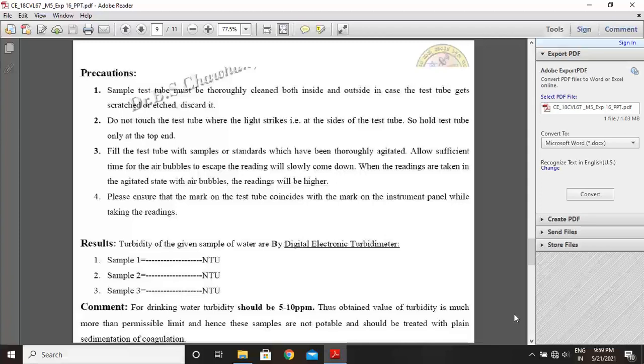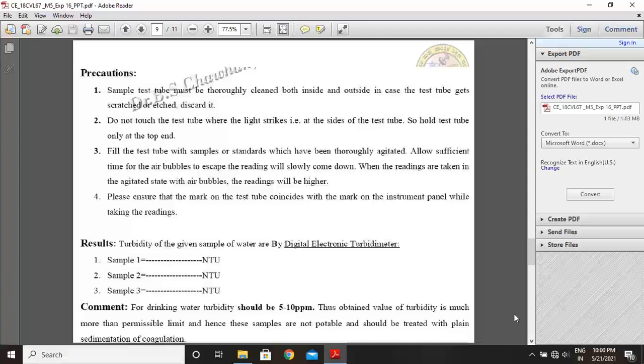Now write the results. Turbidity of the given water samples by digital electronic turbidimeter. We are taking 3 sample readings in NTU. You see the sample 1 reading in NTU, sample 2 we are also getting in NTU units, and you also take the reading for sample 3 in NTU. Based on the results, now you write the comments.